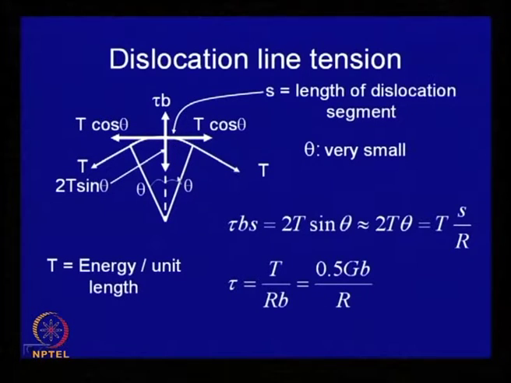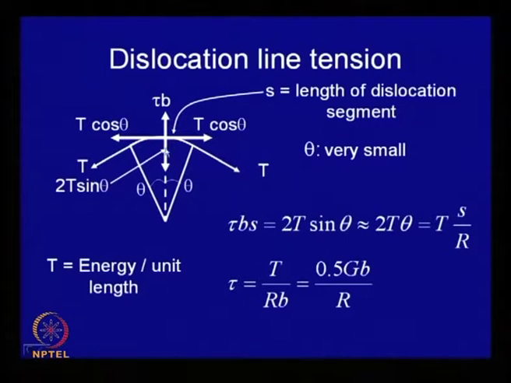If this is the tension, you draw a perpendicular here, perpendicular here, you can say this is the center of this curved dislocation, and this angle is theta. And if this radius of curvature is large, we can say this angle is very small, and this horizontal component is equal to T cos theta. So, you have a horizontal component acting in this direction, and a horizontal component acting in this direction, and both are equal and opposite, so they will cancel out.